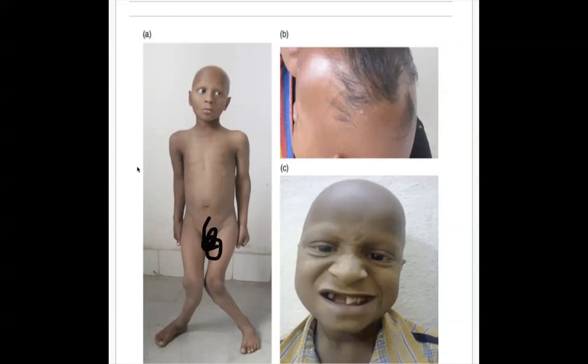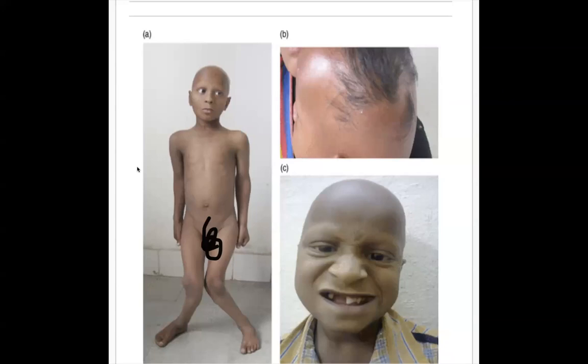Also, to complete the hyperextensibility check, I will try to make the thumb touch the forearm and extend the little finger. Yes, he can do that. His thumb comes to the forearm and also the little finger. Next, I would also like to check the pulse and the blood pressure for this child. They are fine.